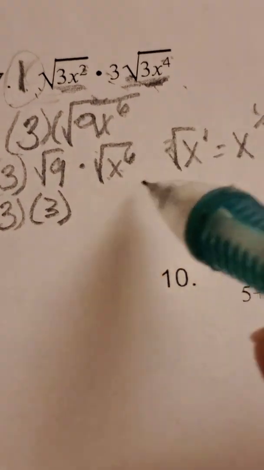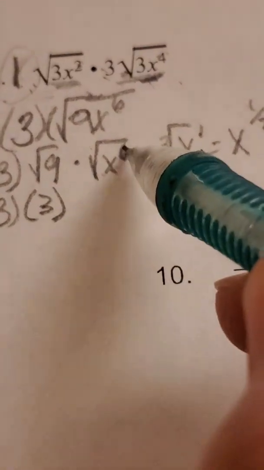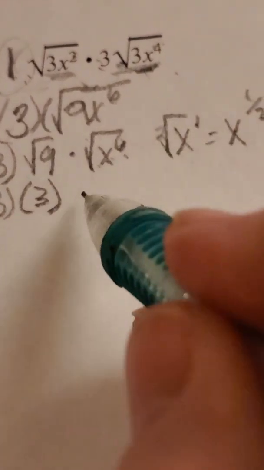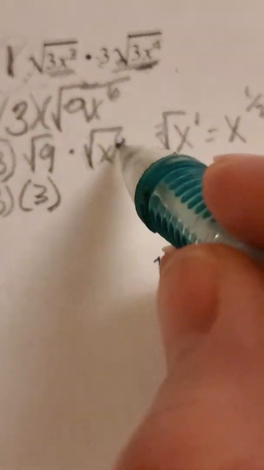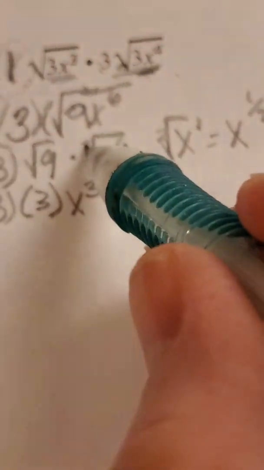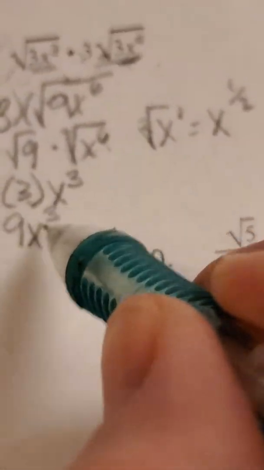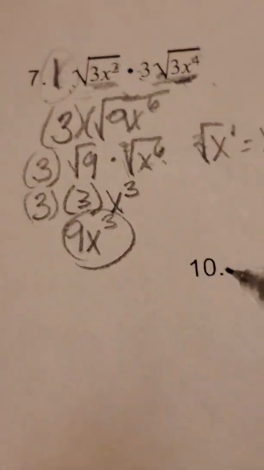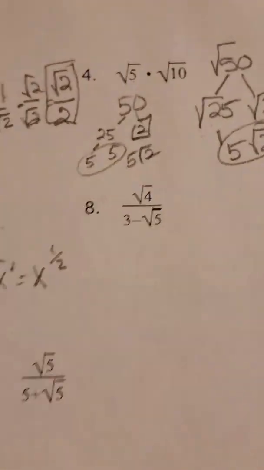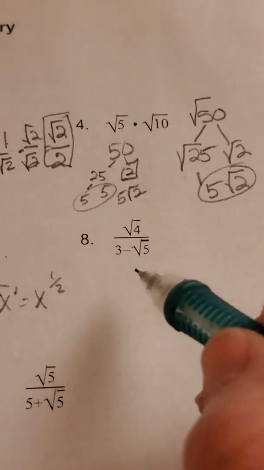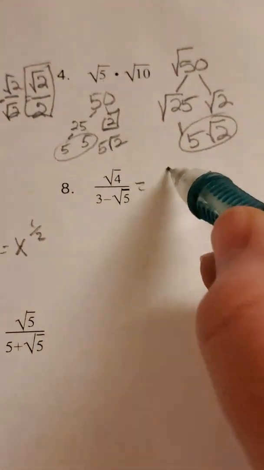That means, if that's true, that this is x to the 6 over 2. Well, 6 over 2 is 3. So the square root of x to the 6th is x to the 3rd. You basically just divide it by 2. So then 3 times 3 is 9, x to the 3rd. There you go. Over here, sorry, the square root of 4 is 2.